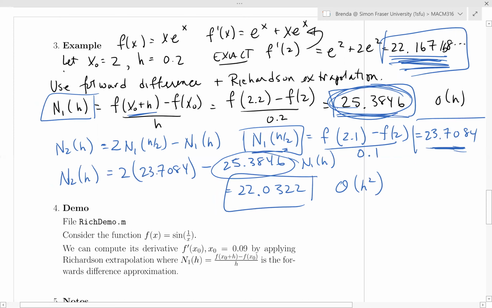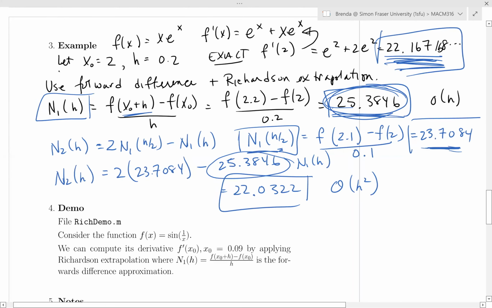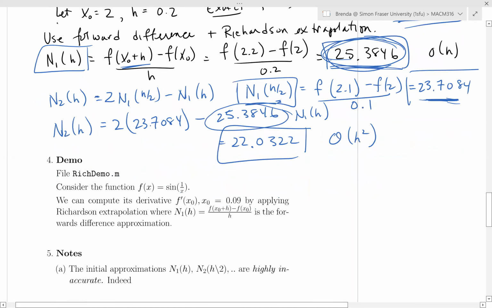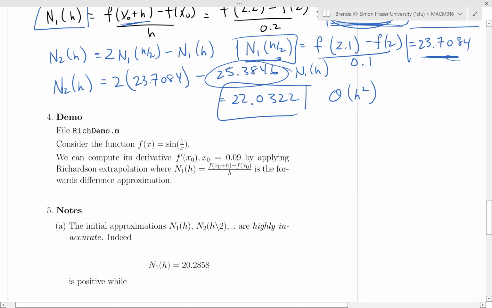How cool is that, right? Okay, so there is a file in Canvas, rich demo, and we've got a function here, and we're calculating the derivative at 0.09, and then we did a thing.